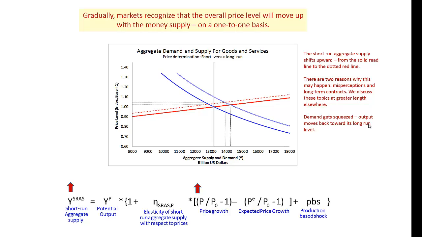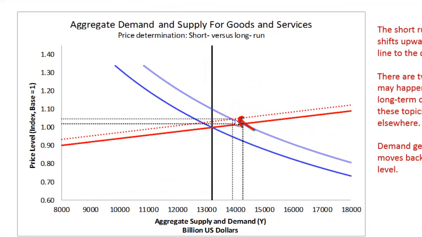Gradually, markets are going to recognize that the overall price level will move up with the money supply on a one-to-one basis. So the short-run aggregate supply curve here has shifted upward from the solid red line to the dotted red line. There's two reasons why this may happen. We talk about misperceptions and we talk about long-term contracts. We discuss these topics at greater length elsewhere. As we move along the demand curve, demand gets squeezed, prices rise, output is moving back towards its long-run level.